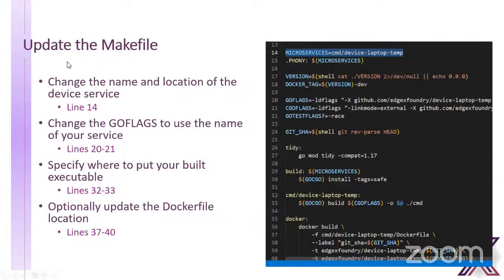First off, in terms of updating my makefile, I need to change the name and the location of the device service. The example obviously is dealing with a sample directory out there that doesn't exist. I want to make sure that I change it for my particular device service. I'm going to change my Go flags to make sure that it points to my service and the service name that I'm using. You want to tell it where you want your executable to be located.